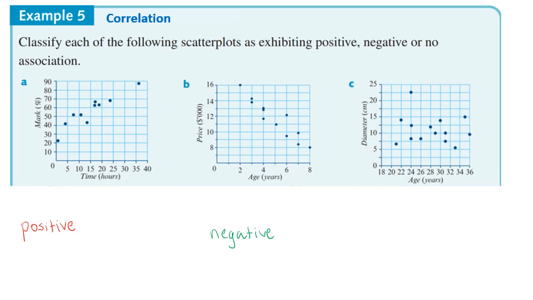And then this last one here, this is showing the relationship between someone's age and the diameter of their calf. So that's part of the leg. So as we can see, there's no correlation. So there's no relationship between someone's age and their calf diameter.